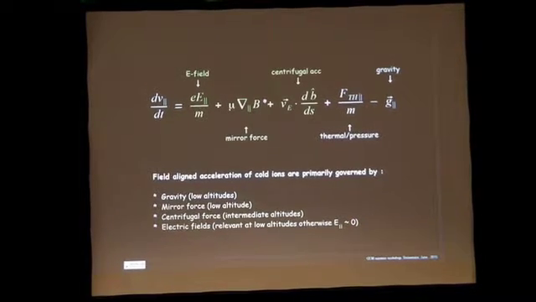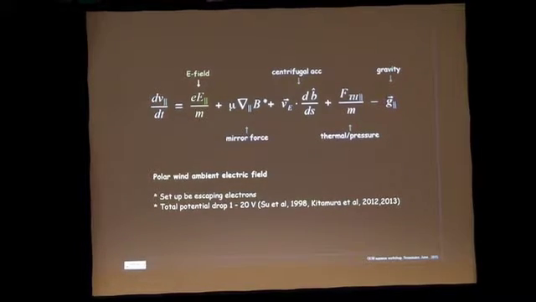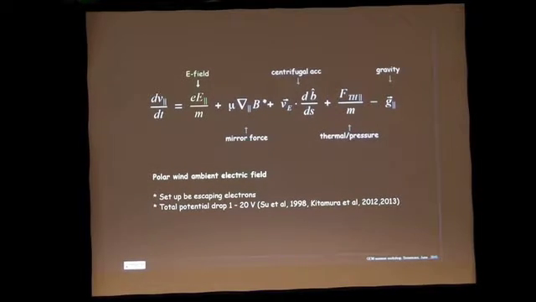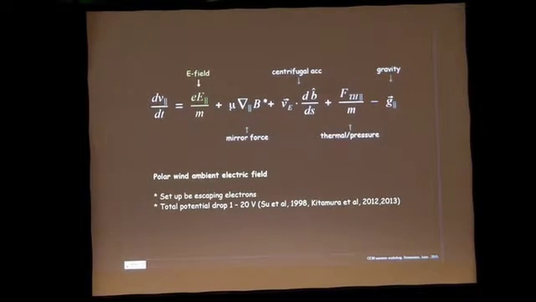These forces don't operate at the same level everywhere. Some of them are only relevant at low altitudes, and some only at higher altitudes. So for the polar wind, in particular relevant is the ambient electric field. These low energy electrons escape upward for thermal reasons. They set up an electric field, which then can extract the ions. The total potential brought by this ambient electric field is somewhat still discussed.